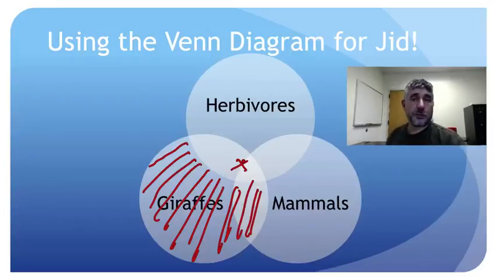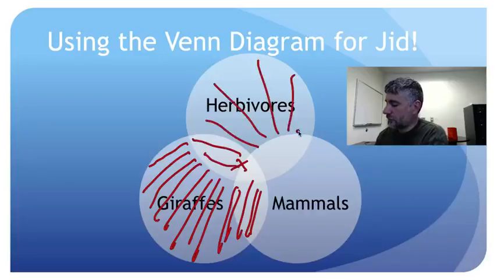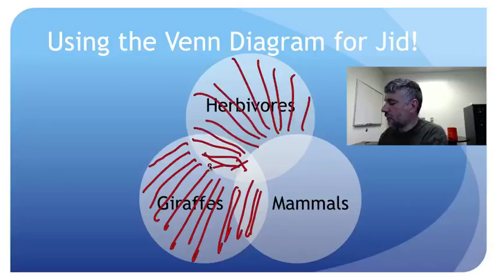The second premise, though, tells us that JID, herbivores are mammals. Now, how do we represent that? Well, remember, by the Venn diagram, we have to shade out that part of the herbivore circle that's outside the mammal circle and draw an X inside the herbivore circle that's also inside the mammal circle.